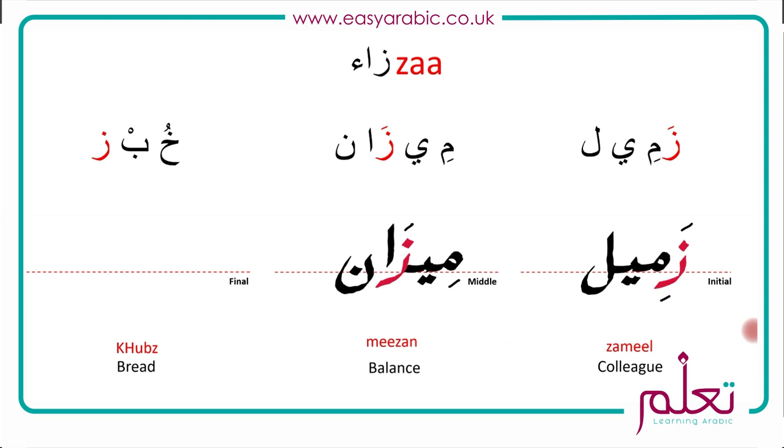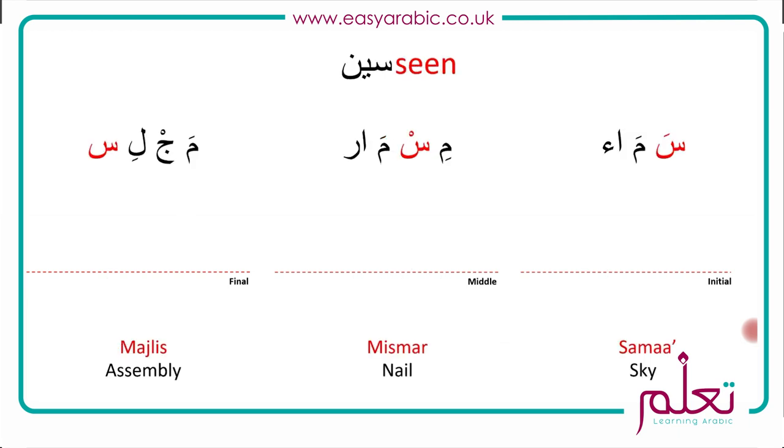Next we have khams. So the letter kha. Then the letter meem and the letter sin. Then the word is sanaa, which is sky. So seen. Then we have the meem. Then the alif and the hamza. Sanaa.